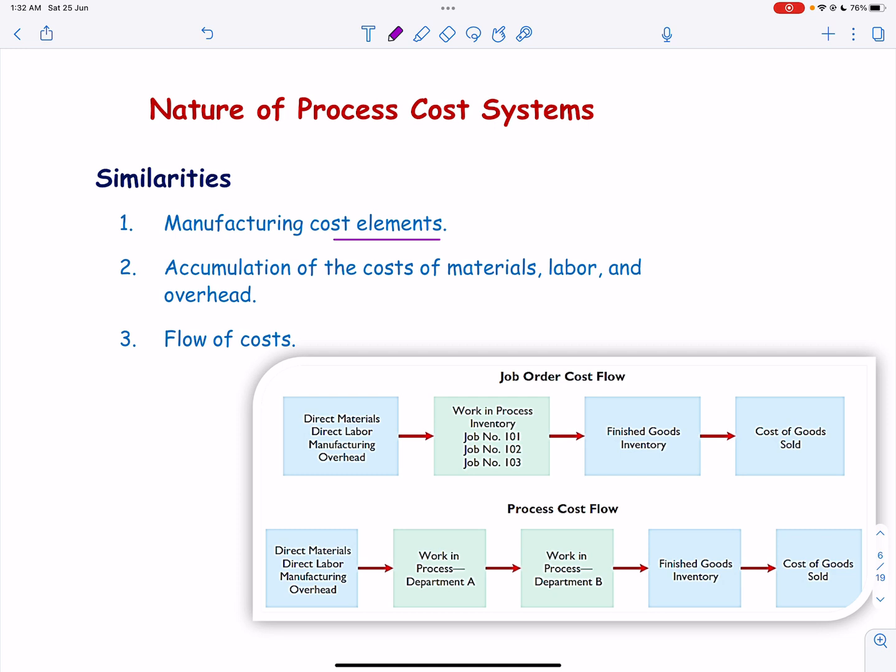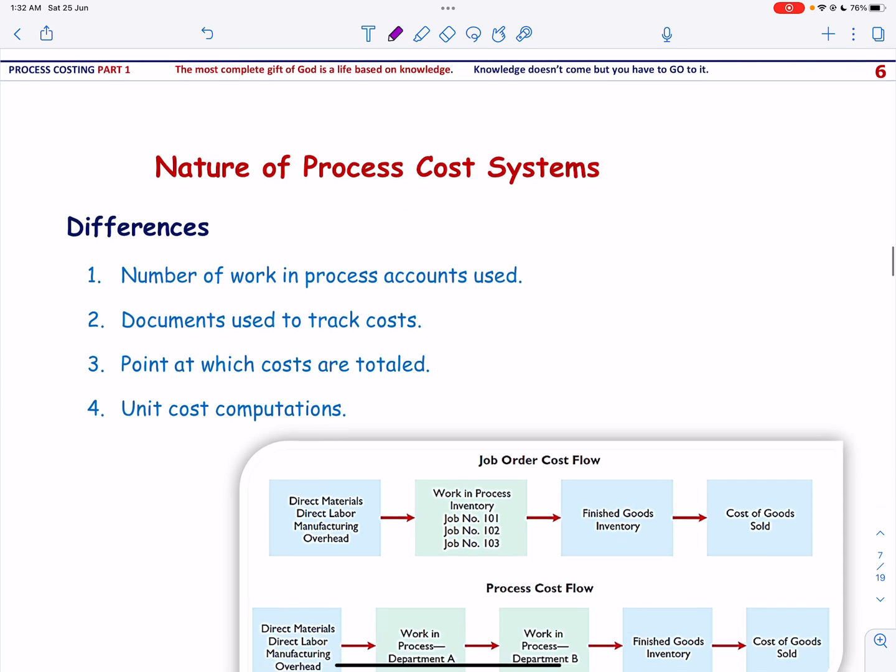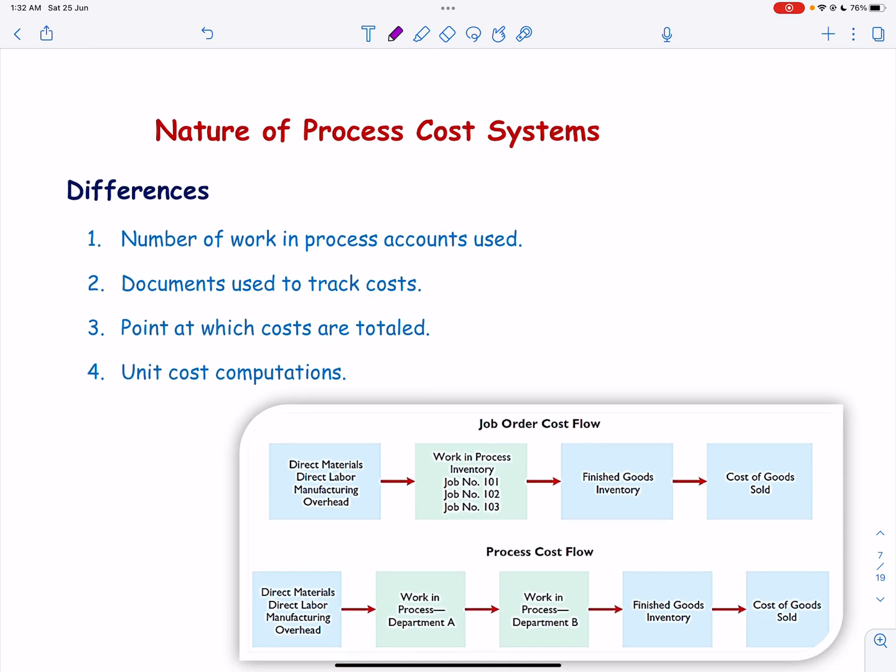Both systems then assign these costs to the same accounts: work in process, finished goods inventory, and cost of goods sold. The methods of assigning cost, however, differ significantly. Unlike job costing system that uses only one job in process account, a process cost system uses multiple work in process accounts. A job order cost system charges costs to individual jobs and summarizes them in a job cost sheet.